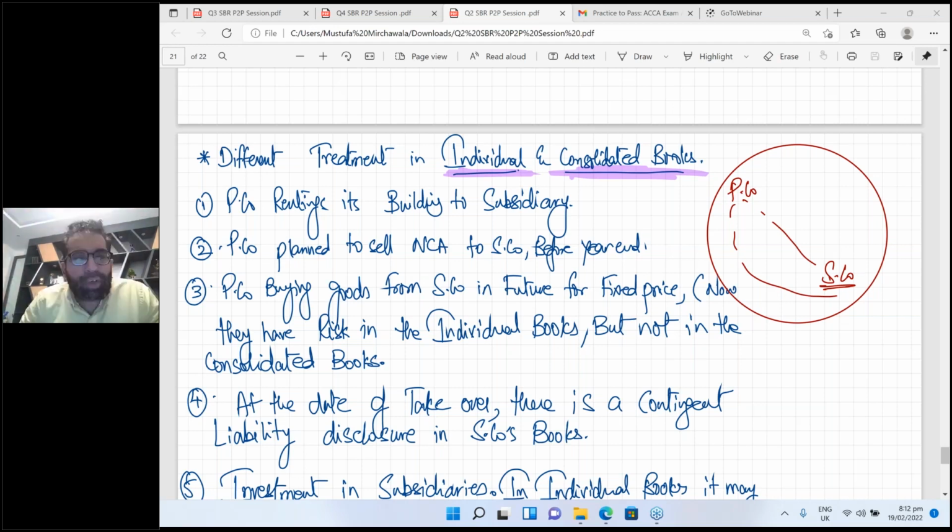So in the individual books, yes, hedge accounting is allowed, but in the consolidated books hedge accounting is not allowed at all. Did you understand? Please tell me.